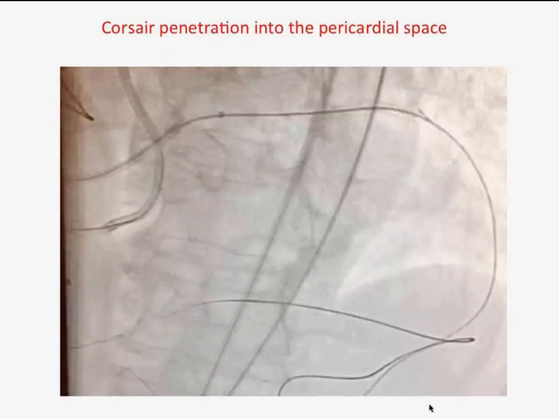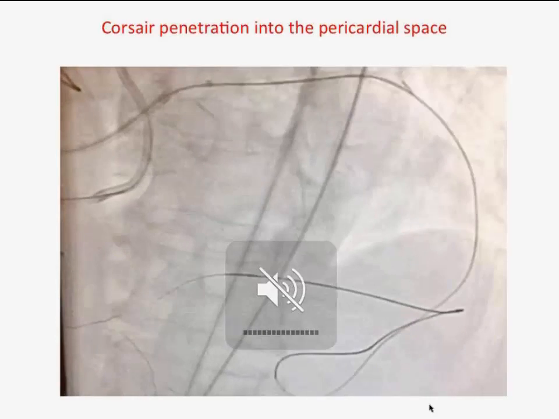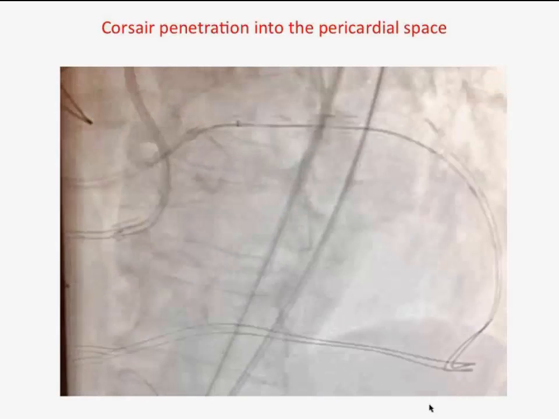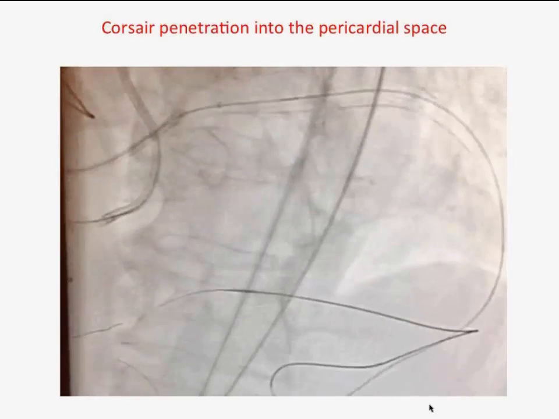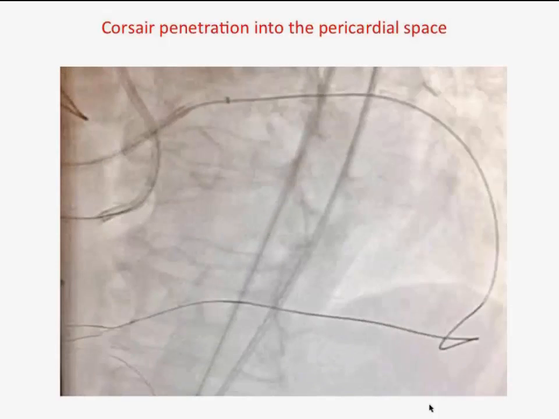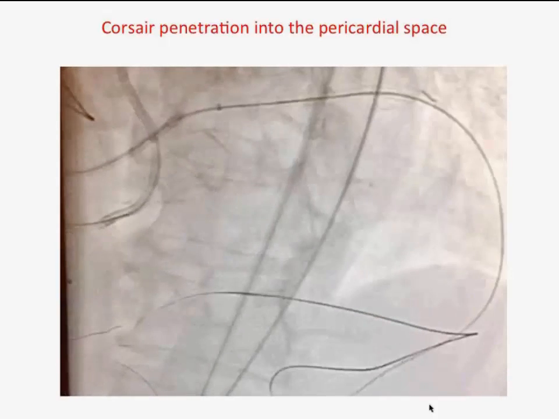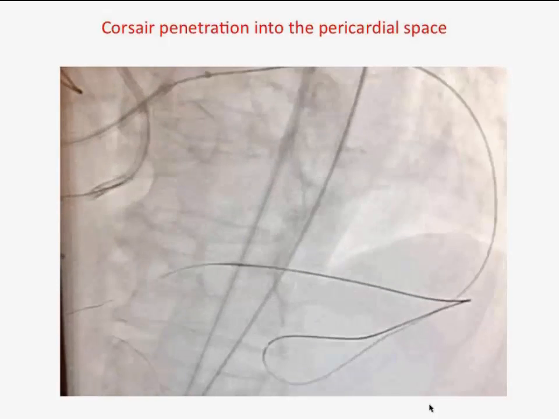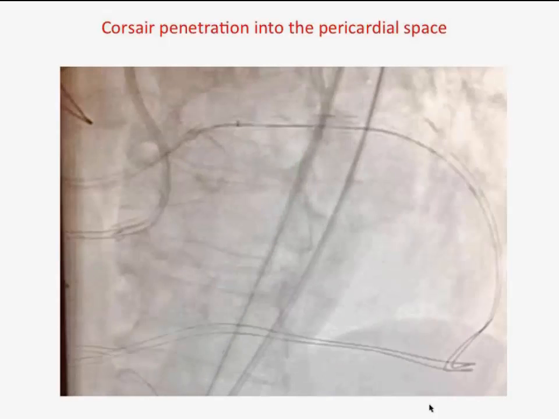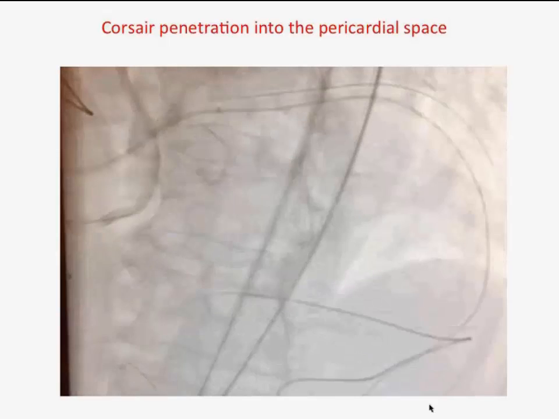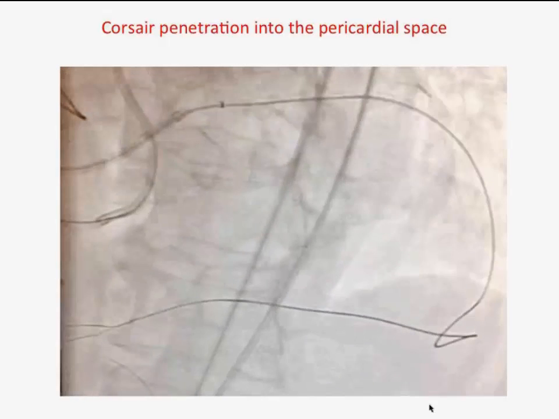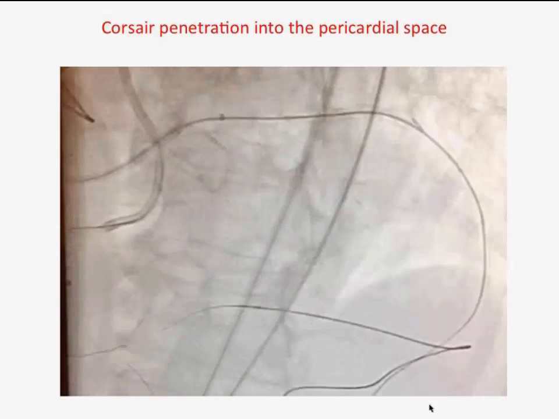And there you can see what happened. So I couldn't rotate the Corsair anymore. It was fixed with the wire, and I rotated, but the Corsair didn't move. And suddenly I had a penetration to the pericardial space. Watch. It was such a loop to the pericardial space. I've never seen this before.